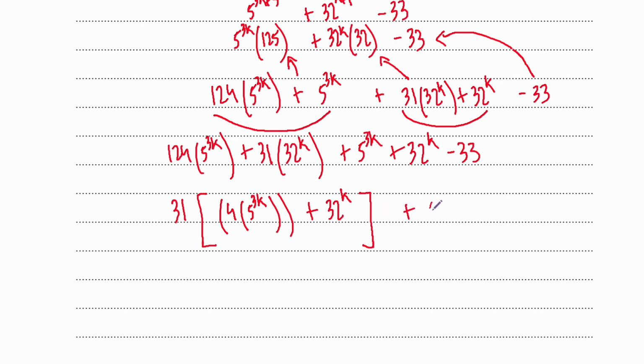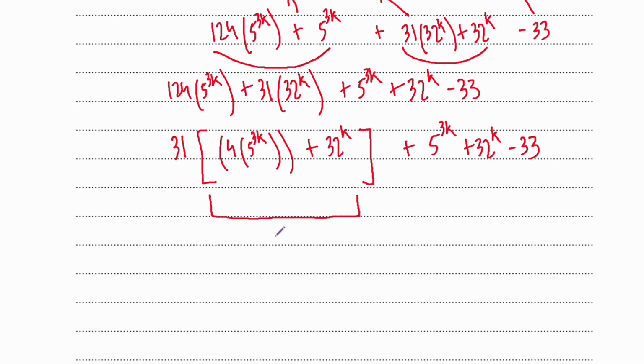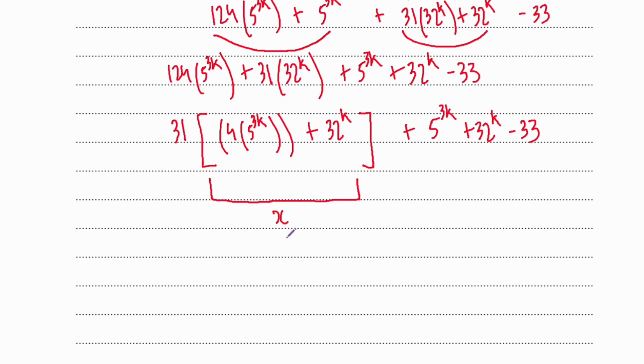And then over here, I just have the remaining 5 to the power 3k plus 32 to the power k minus 33. Okay, and now you should be seeing what's going to happen. Now look at this. This is just some number. Whatever this is, I don't care what this is, because the important thing is 31 here. This is some number x, whatever you want to call it. So now we have 31 times x plus, and I'm going to put this in brackets, 5 to the power 3k plus 32 to the power k minus 33.